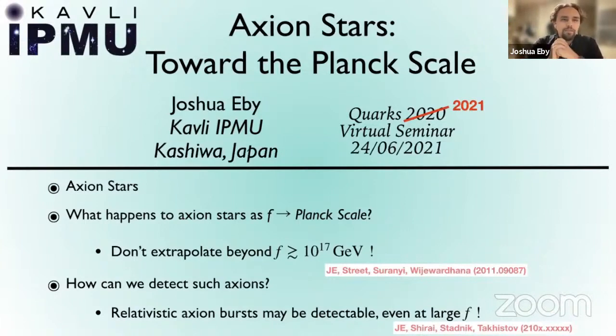My talk has basically two parts, and there are two takeaway messages here on the title slide. The takeaway message from the first half is that it's dangerous to extrapolate the properties of axion stars to large decay constants, where large means larger than about 10 to the 17 GeV. I'll explain this in detail. And the second part of my talk is related to detection of axions, looking for cases where we can discover axions at large values of f, and we think we have identified a way to do this, potentially.